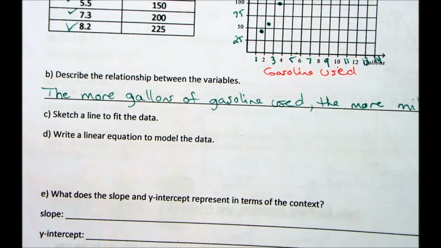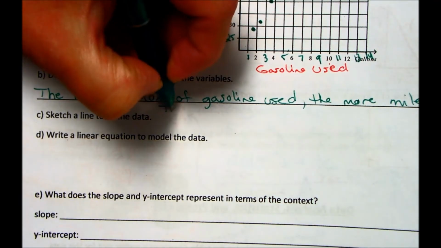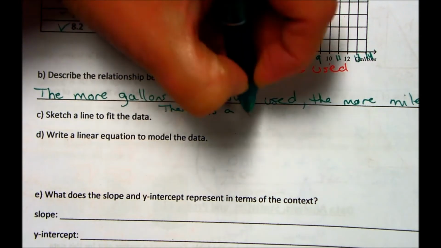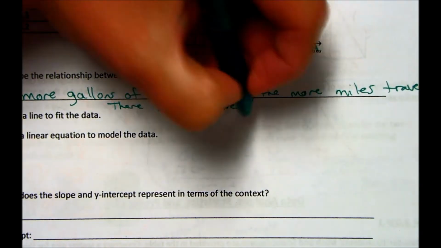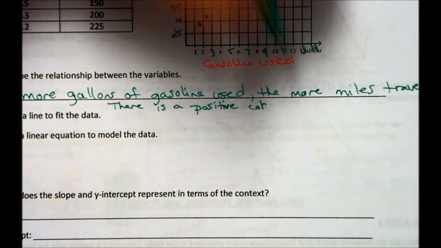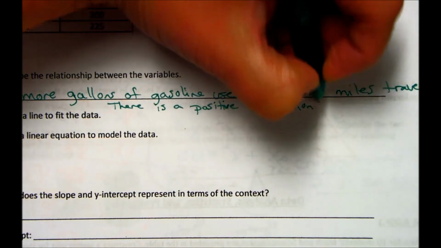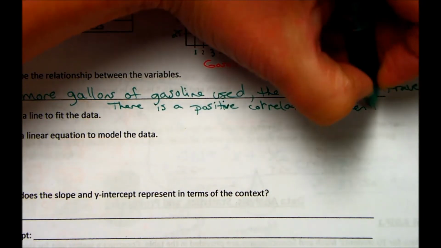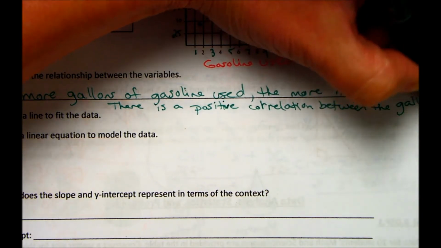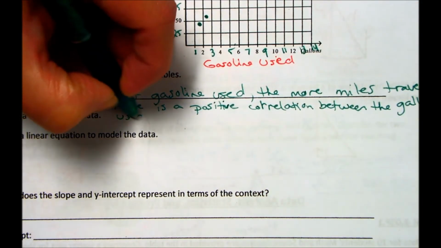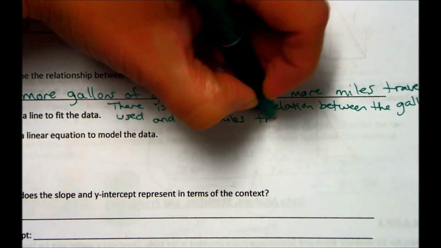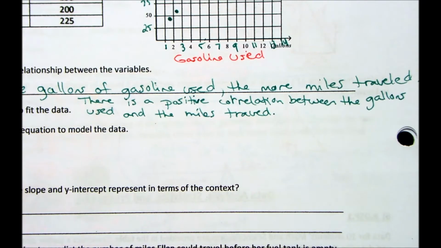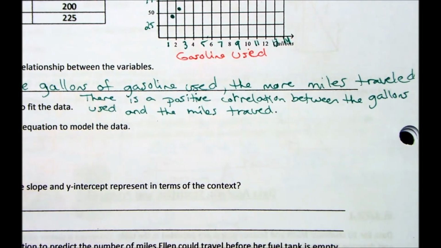You could also say that there is a positive correlation between the gallons used and the miles traveled. So something to that effect would be sufficient. So that's describing the relationship between the variables.